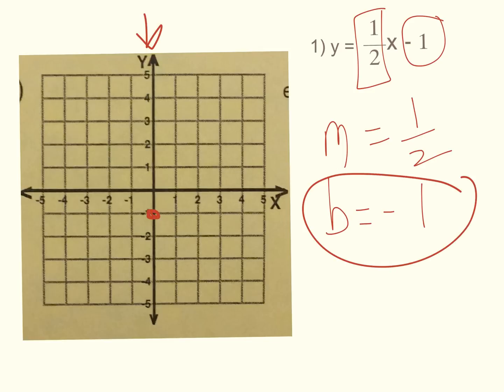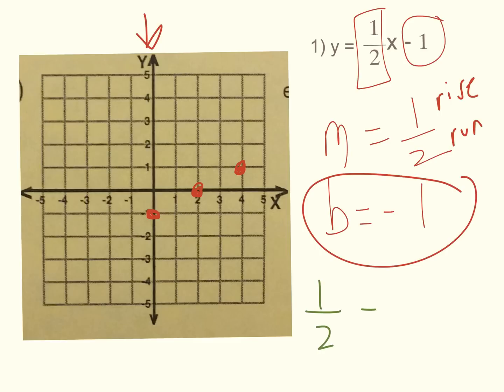Always start on that line. From that point, we rise and run. So from that point, I'm going to rise 1 and run 2 and put the next point. And we can continue the pattern, rise 1 and run 2. We can also reverse the order so we cover more quadrants.